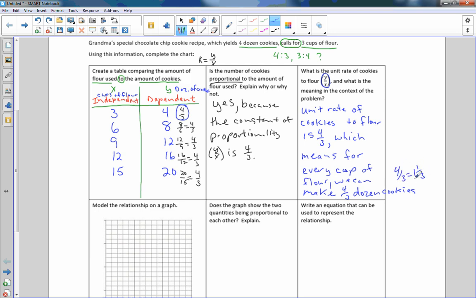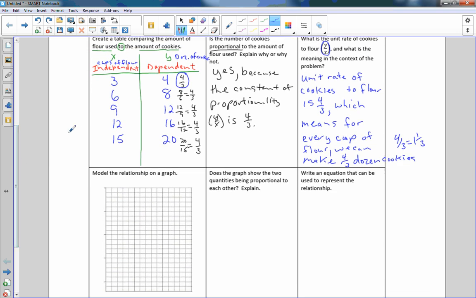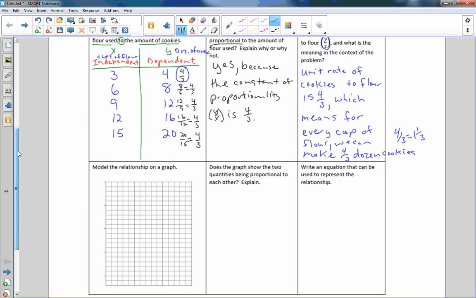Well, we know a dozen is 12, and a third of 12 is 4, so that'd be 12 plus 4, or 16 cookies. It didn't ask that, but you need to be able to explain yourself in different ways. Okay, so that's 16 cookies. So 1 cup of flour will make 16 cookies. That's kind of neat. Okay, so now it says model the relationship on a graph.